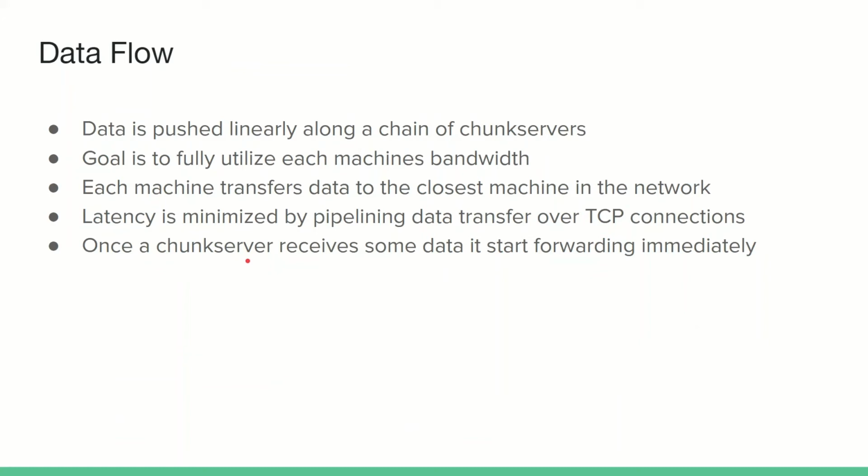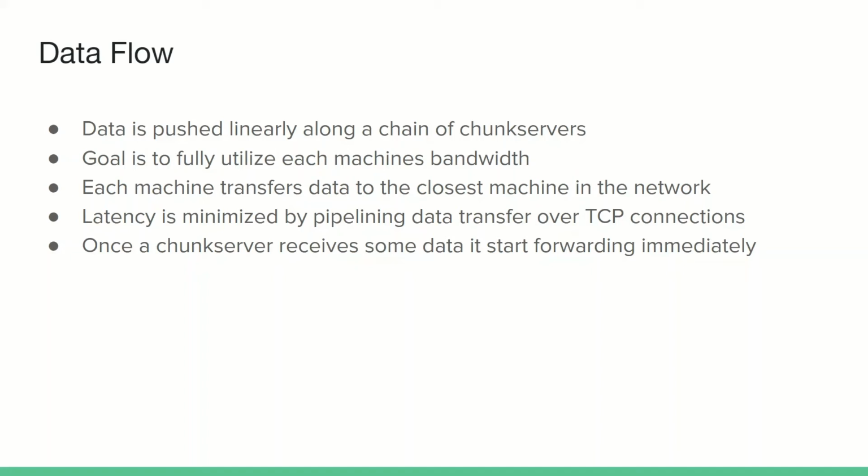Now let's see the data flow. So data is pushed linearly. This data flow is within the chunk servers through different replicas. Data is pushed linearly along a chain of chunk servers. The goal is to fully utilize each machine's bandwidth. Each machine transfers data to the closest machine in the network. Latency is minimized by pipelining transfer over TCP connections.